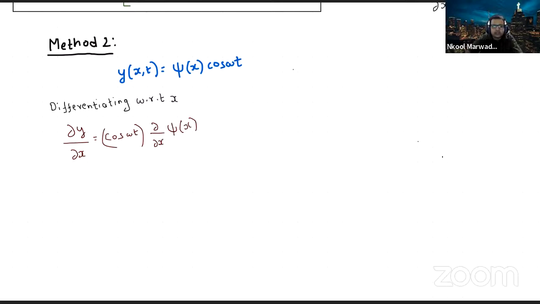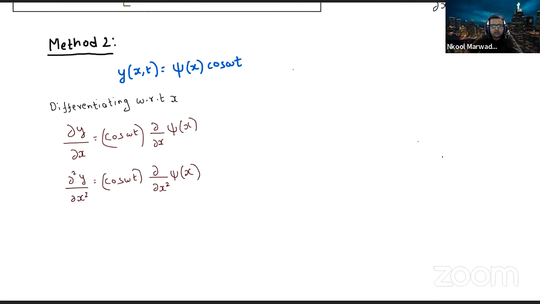Now I can differentiate it one more time. What will I get? Cos omega t will be constant as it is. This I will get as the second derivative of psi x, isn't it? This is clear to us.